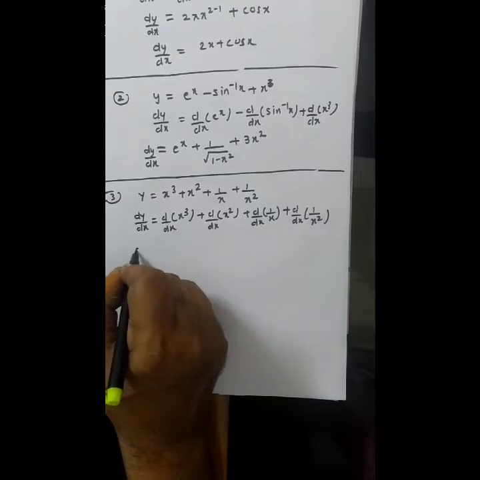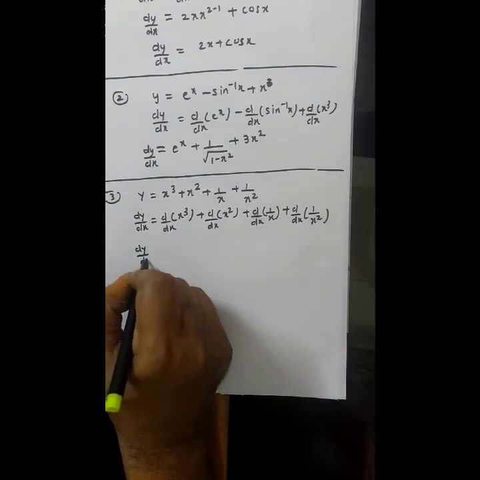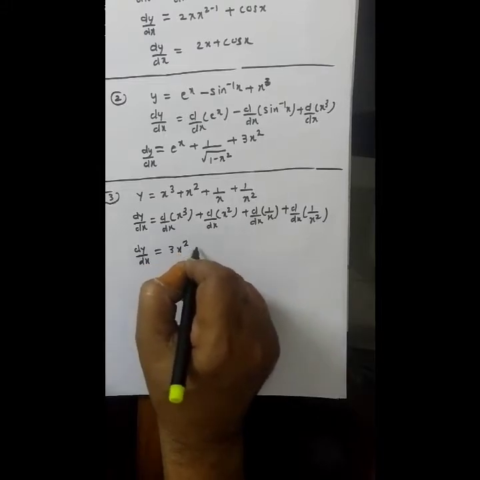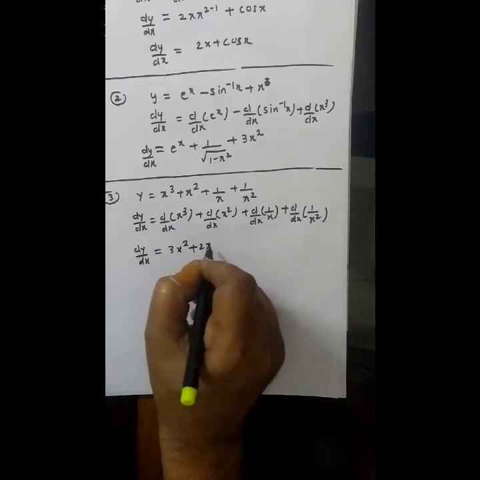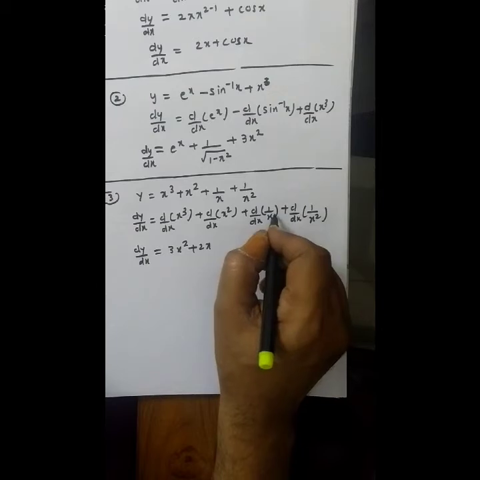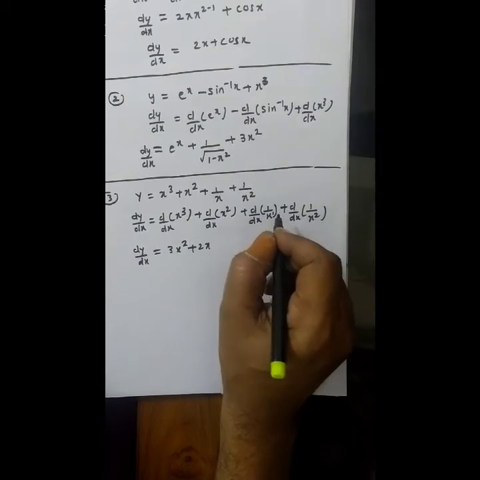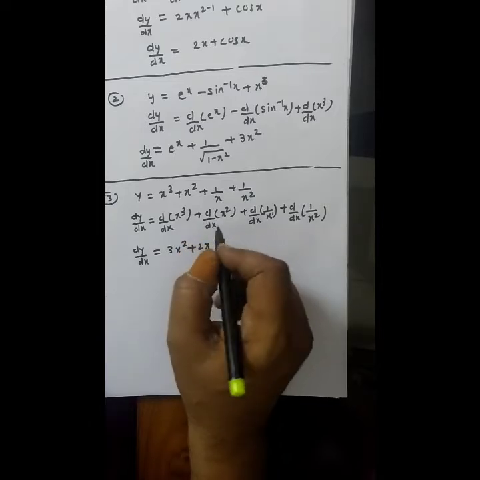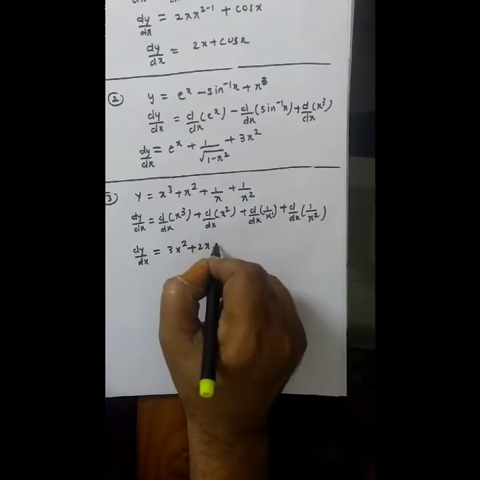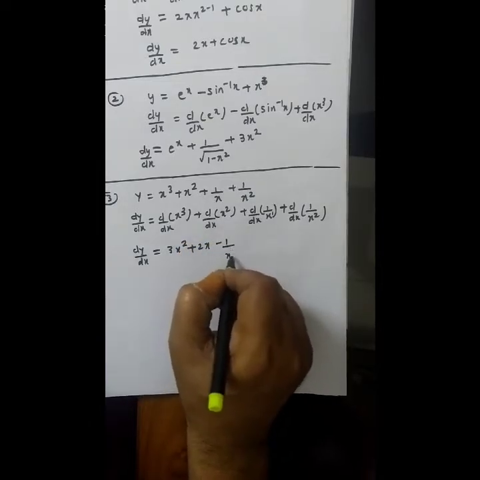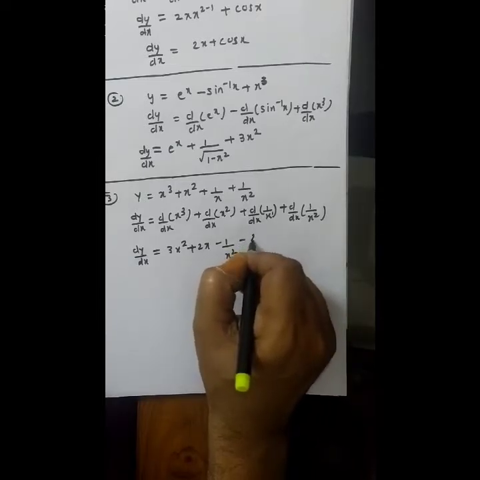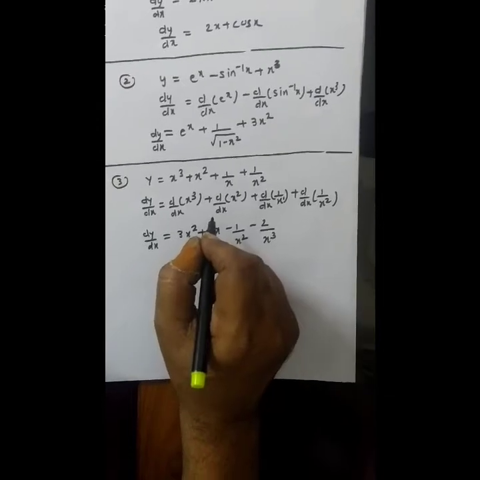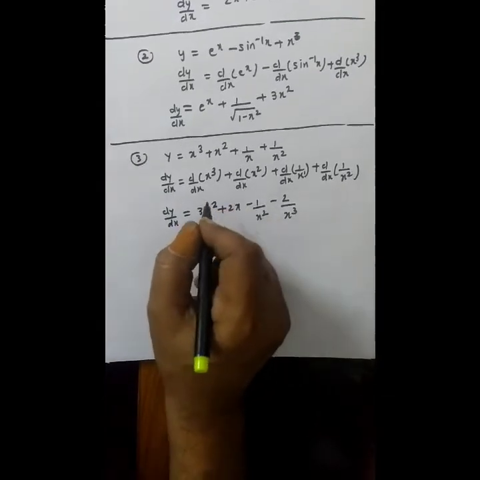Derivative of x cube is, you can use the x raised to n formula, 3x square. Derivative of x square is 2x. For 1 upon x, you can think power is 1 here. 1 upon x raised to n formula, that is minus n upon x raised to n plus 1. So it will be minus 1 divided by x square. And this will be minus 2 divided by x cube. For both you have to use the 1 upon x raised to n formula.